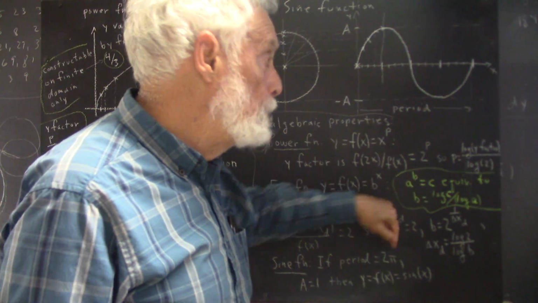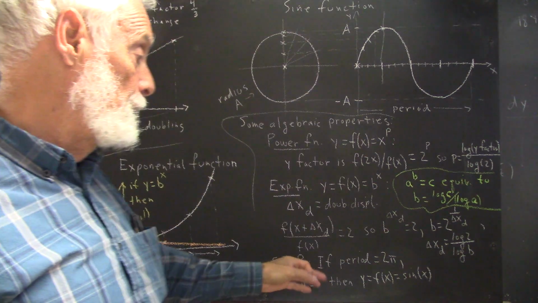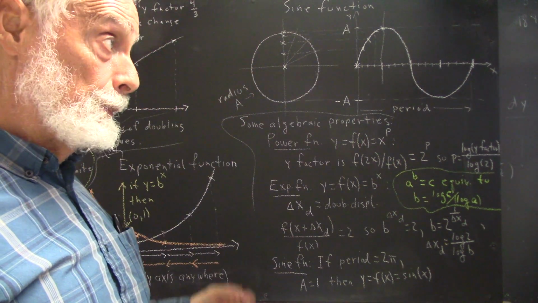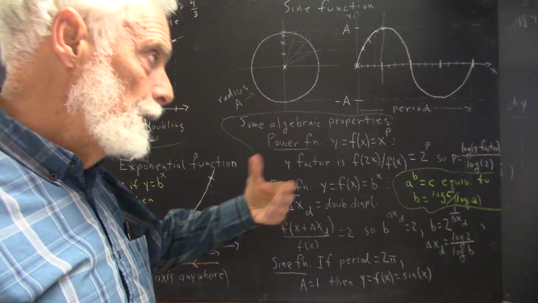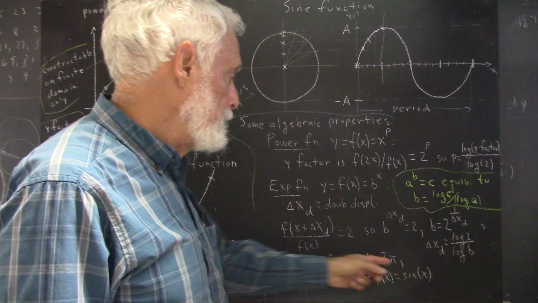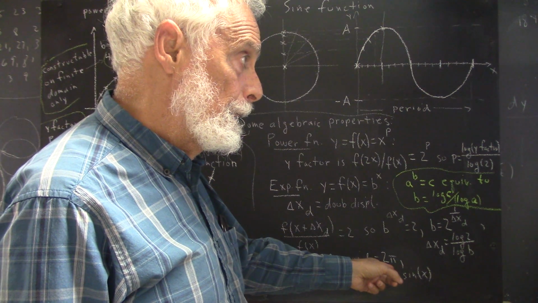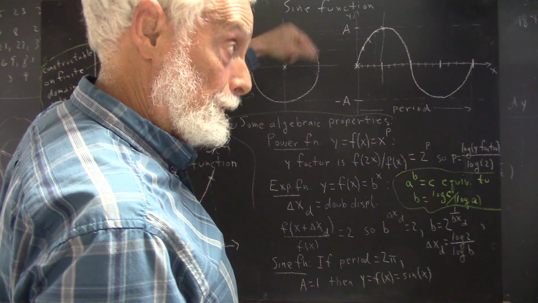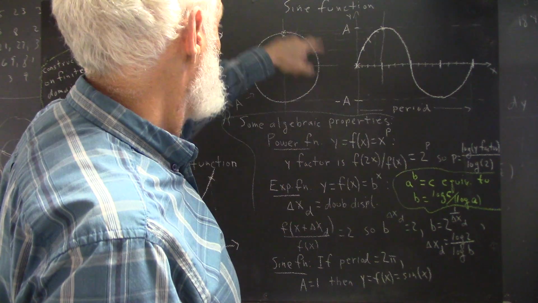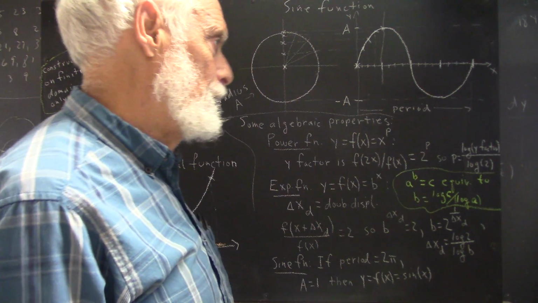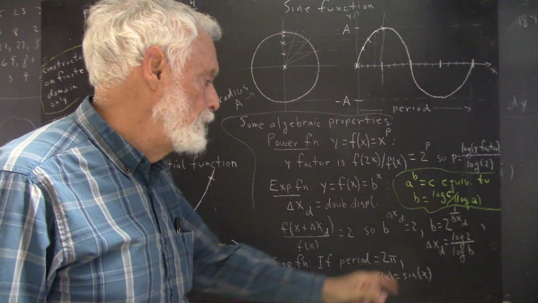If the period is 2 pi, and there are good reasons why the period of the basic sine function is taken to be 2 pi, it's because the analysis of the function is much simpler if the period corresponds to how many radii you've gone as you go around the circle. Okay, and since the circumference of a circle is 2 pi times the radius, this becomes very useful.